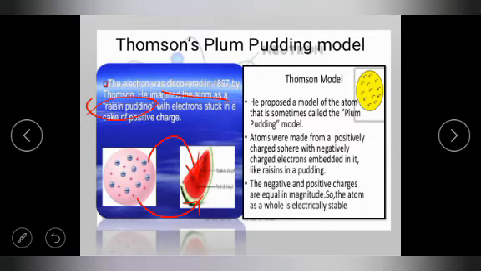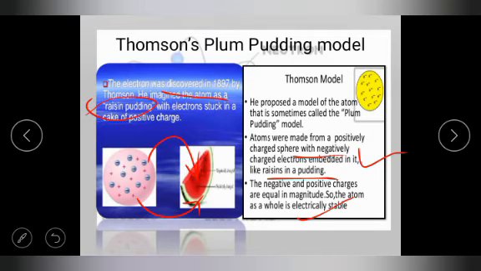So he proposed a model of the atom that is sometimes called the plum pudding model, sometimes the watermelon model, sometimes the rice pudding model. The atom was made up of a positively charged sphere with negatively charged electrons embedded in it. The positive charge was outside, and the negative charges were embedded inside. The negative and positive charges are equal, so the atom is electrically stable.